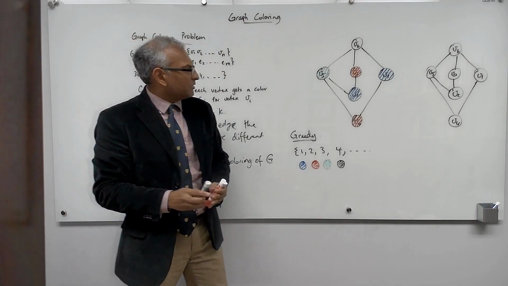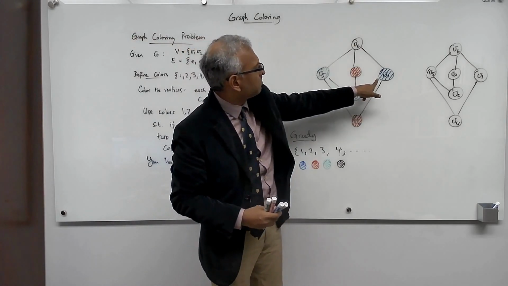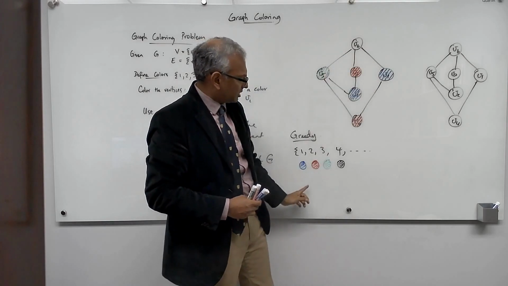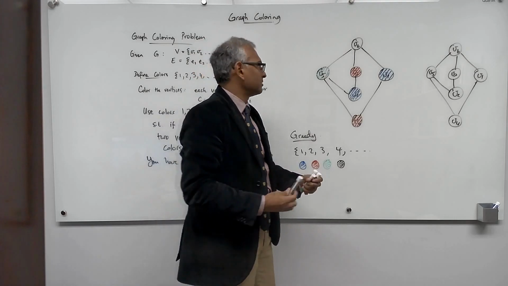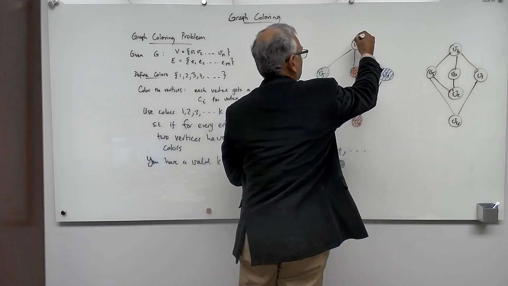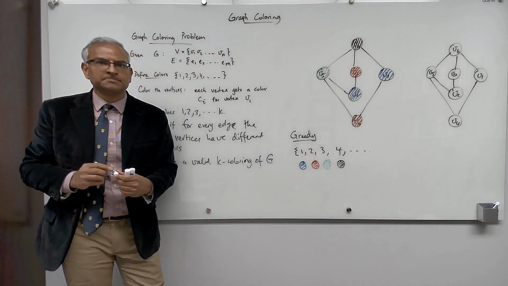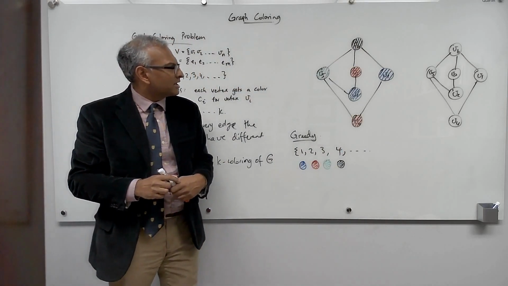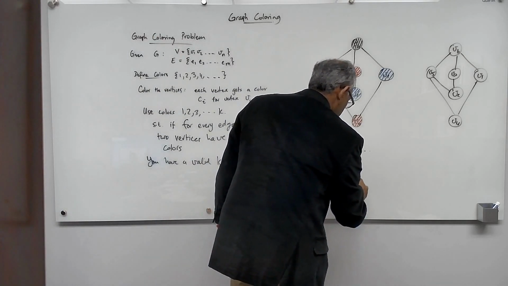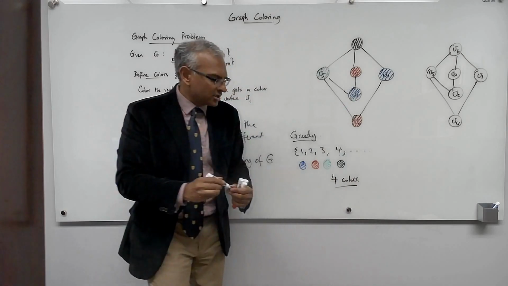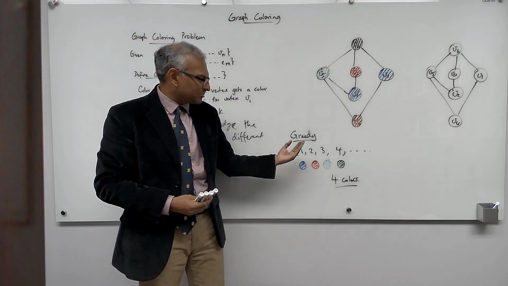Now that we've colored this guy green, we've done V5. Now we come to V6. V6 cannot get blue, red, or green, so the smallest color it can get is black. And there you have it. A coloring, and we used 4 colors. So this notion of giving the smallest color to a vertex is what makes this algorithm greedy.